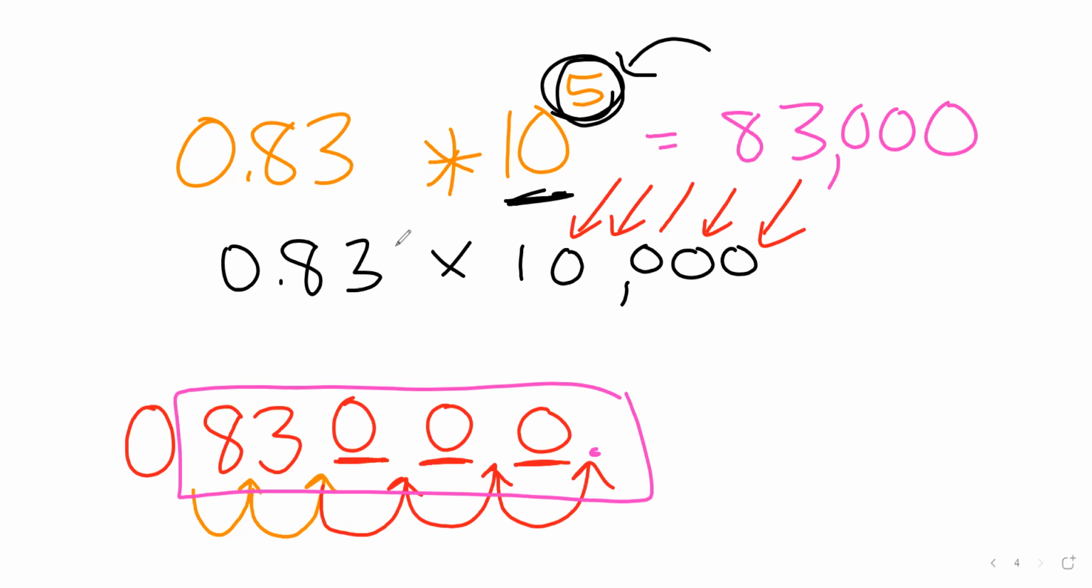So be thinking and being very intentional about what strategy you use for multiplication of decimals based on the numbers you're given. Do you have whole numbers? Use estimation. Do you have decimals less than 1? Then maybe use repeated addition.